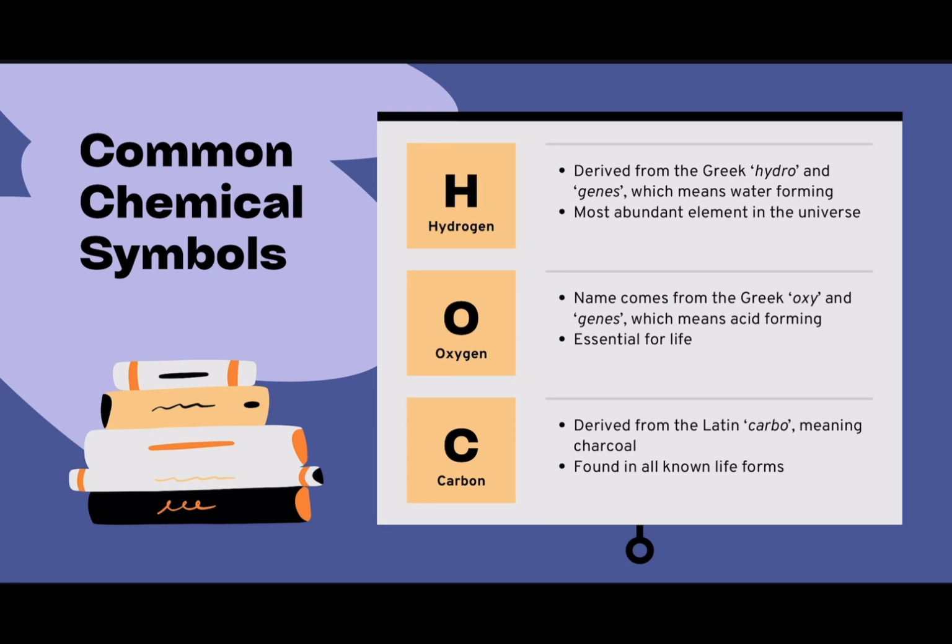Common chemical symbols. H for hydrogen, derived from the Greek hydro and genes, which means water forming, which is the most abundant element in the universe. O for oxygen. This name comes from the Greek oxy and genes, which means acid forming. It is essential for life. C for carbon, which is derived from the Latin carbo meaning charcoal, which is found in all known life forms.